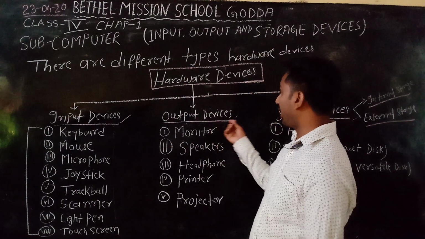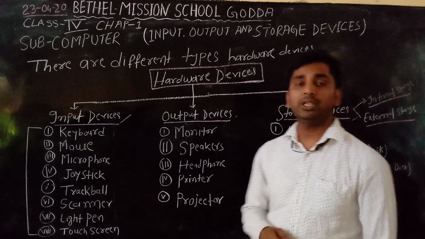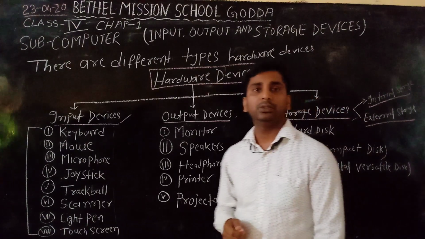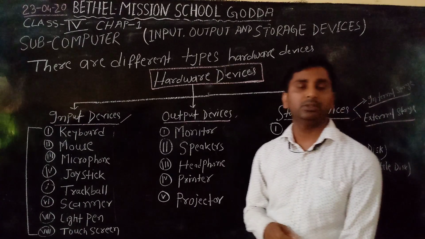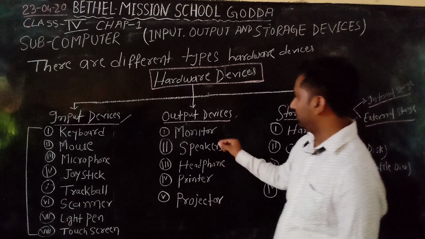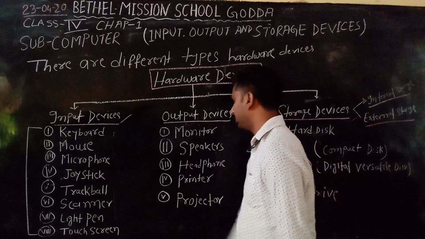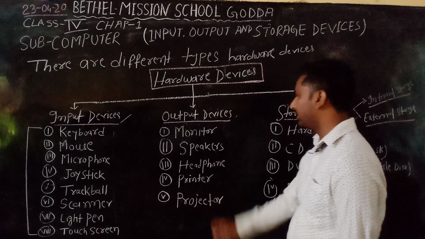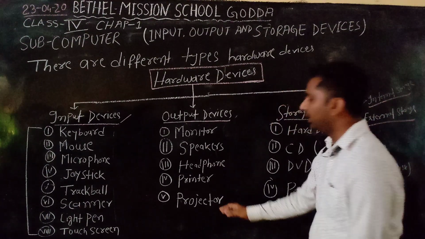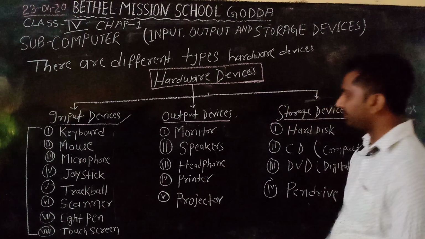Now, second is output devices. What is an output device? Those devices that display results after processing are called output devices. So there are different types of output devices right here. First monitor, second is speaker, third one is headphone, fourth is printer, and fifth is projector. Now we will see one by one.